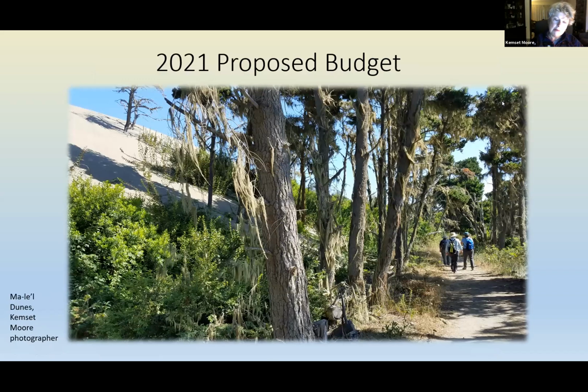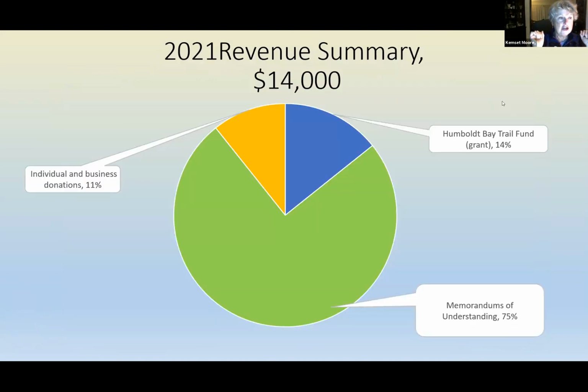So the next part of my presentation is, what are we going to do in 2021? And I'm going to do it in a series of colorful pie charts. The first two pie charts, one will be revenue, the next will be expenses, and then there'll be pie charts breaking down the expenses. Revenue.